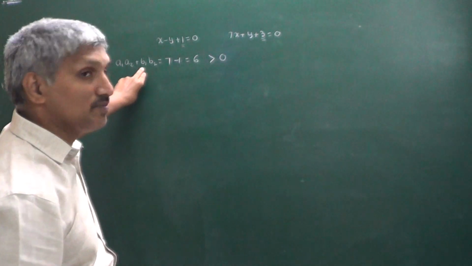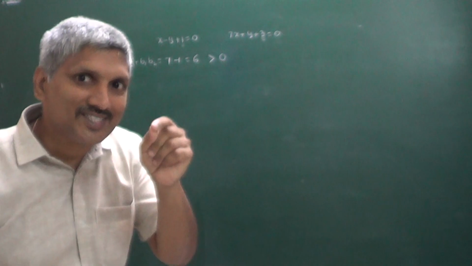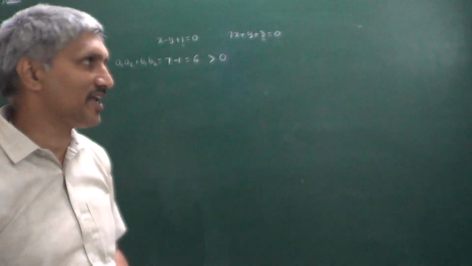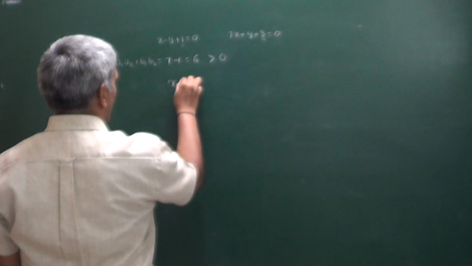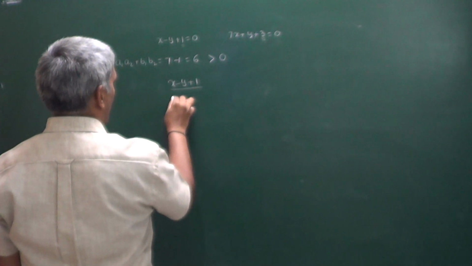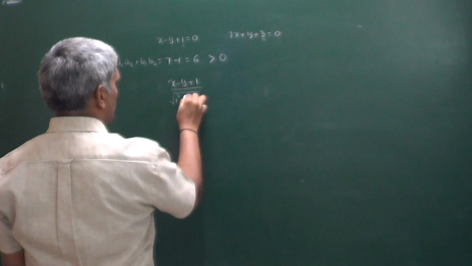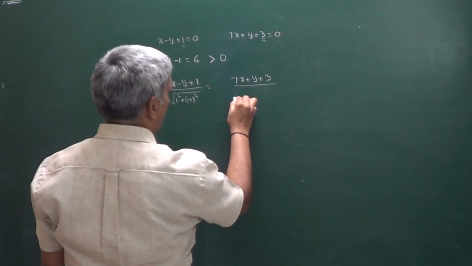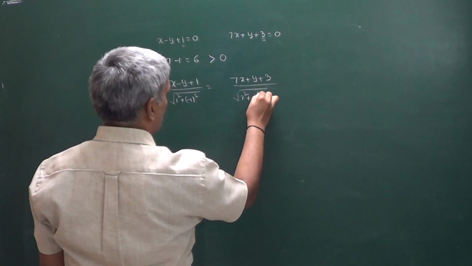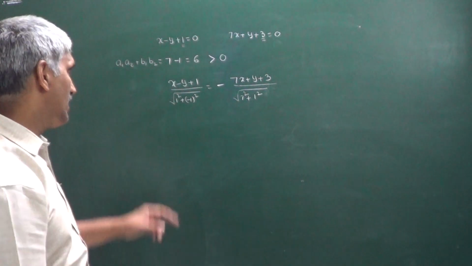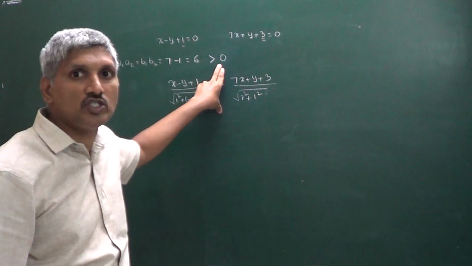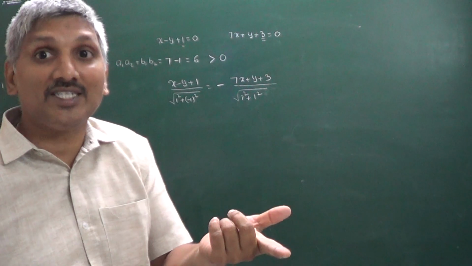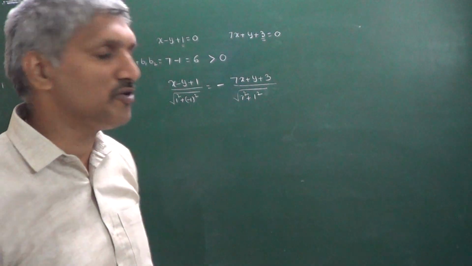Whenever A1A2 plus B1B2 is greater than 0, plus represents the obtuse angle bisector, and automatically minus represents the acute angle bisector. That's why I can write this as (x minus y plus 1) divided by root of 1 square plus (minus 1) whole square is equal to minus (7x plus y plus 3) divided by square root of 7 square plus 1 square. He is asking to find the acute angle bisector.